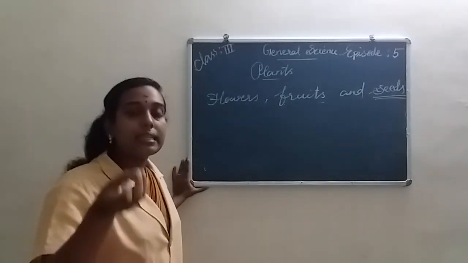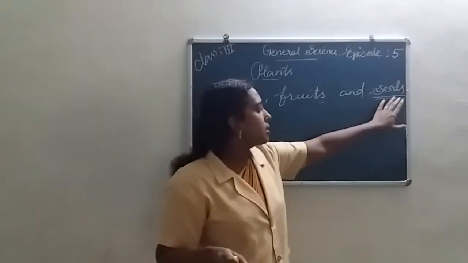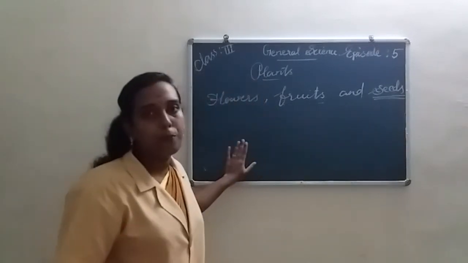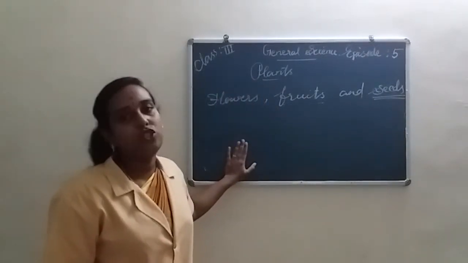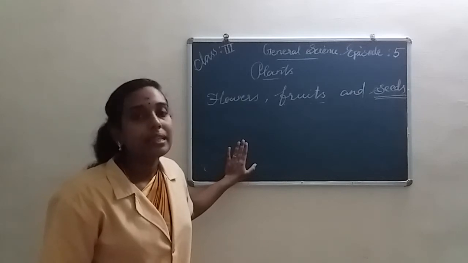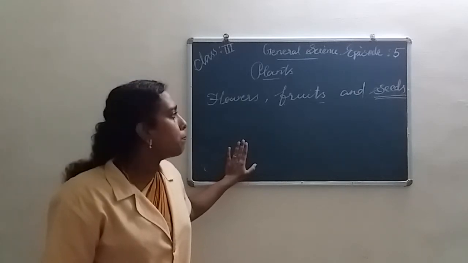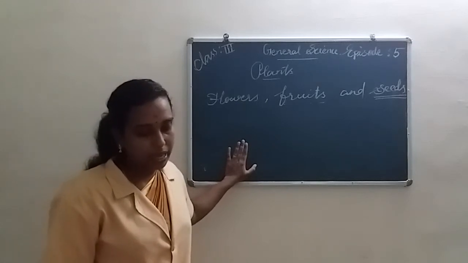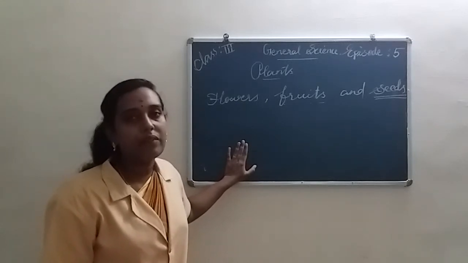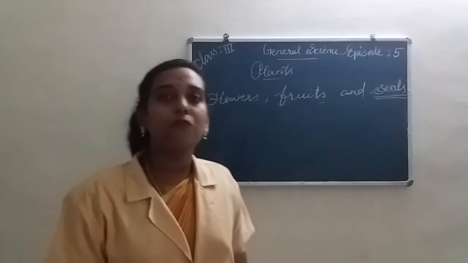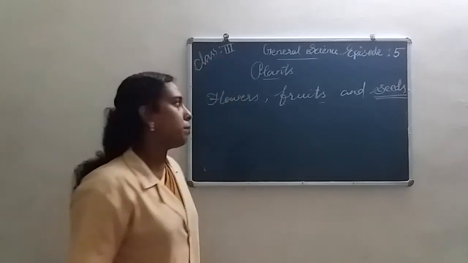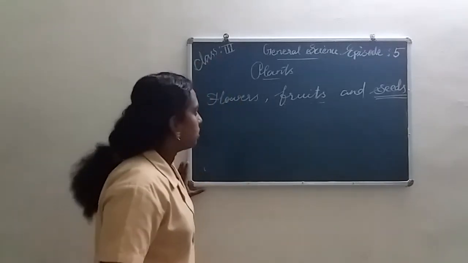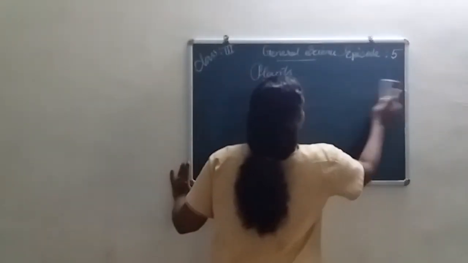The seedling comes from the seeds and the seedling grows to become a new plant, and this process is called germination. Simply, the process of development of a new plant from a seed is called germination. So we studied another term, germination.